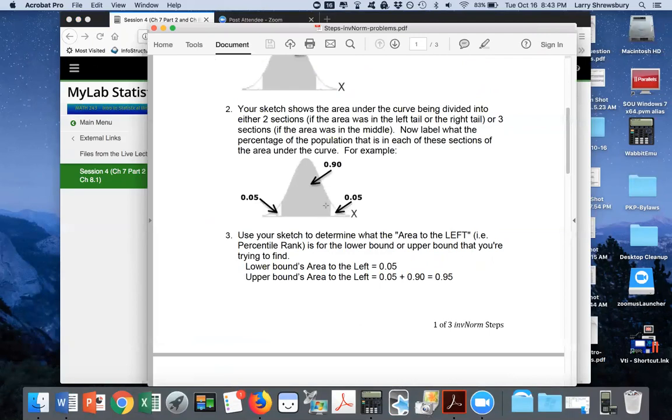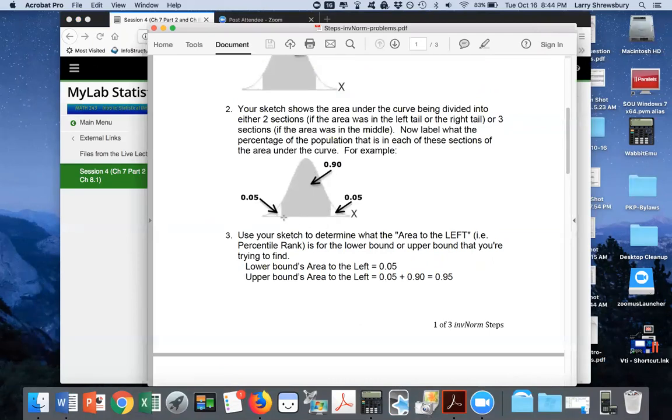So if you have 5% there, 5% here, 90% there, notice it adds up to 100%. So you do that first. You know, your area shaded in and all the regions figured out. And once you got that, then what you're going to do is realize, well, I need to find this lower bound and this upper bound.